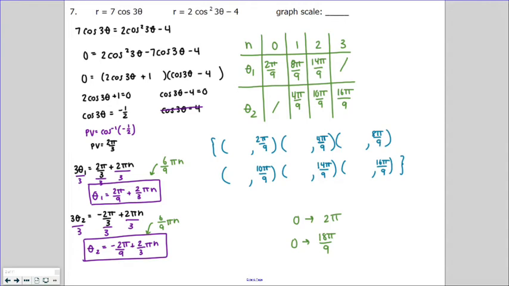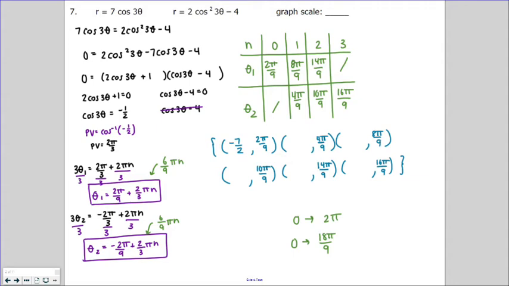And then we've got to find the value of r. So pick one of the 2 equations. I will probably pick the easier of the 2. So I'm going to pick 7 cosine 3 theta, and we're just going to evaluate. So when we plug in 2 pi over 9 into theta, we get 3 times 2 pi over 9, which is going to give us 2 pi over 3. So the cosine of 2 pi over 3 is negative 1/2. So r is going to be negative 7/2 for this point.